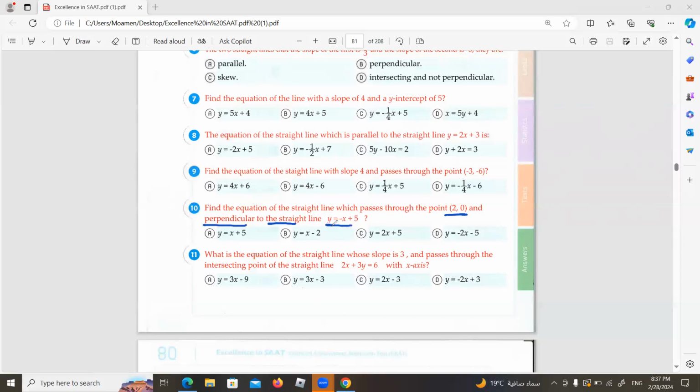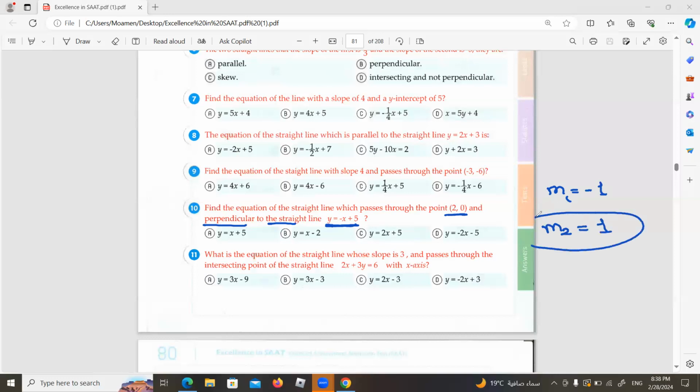So I get the slope of this line and flip it. What is the slope of this line? Yes, negative 1, the coefficient of x. So our slope will be negative 1. Okay, Mister, I need the perpendicular. Flip and change the sign. If you flip, it will be negative 1 over 1. Change the sign, so the required slope will be 1.